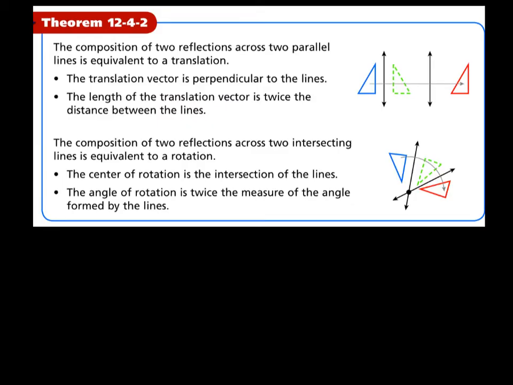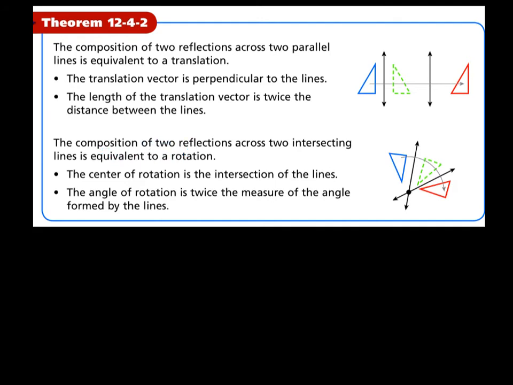Our next theorem is 12.4.2. This one says that a composition of two reflections across two parallel lines is equivalent to a translation. So let's just take a look at this. I have two parallel lines. If my blue triangle is reflected across the first line, and then my green triangle is reflected across another line, which gives me the red triangle, these two lines are parallel. That means from blue to red would just be a translation. So the translation vector is perpendicular to the parallel lines. The length of the translation vector is twice the distance between the lines.